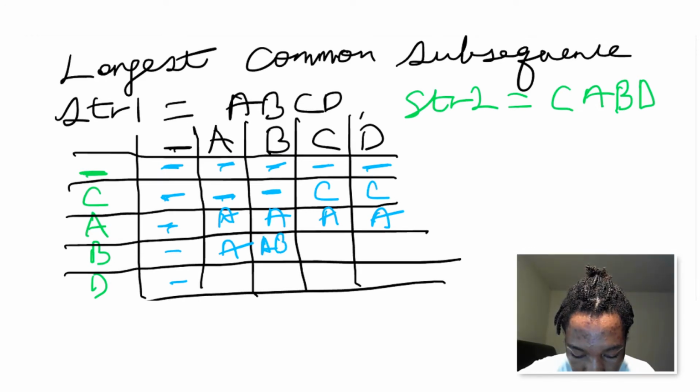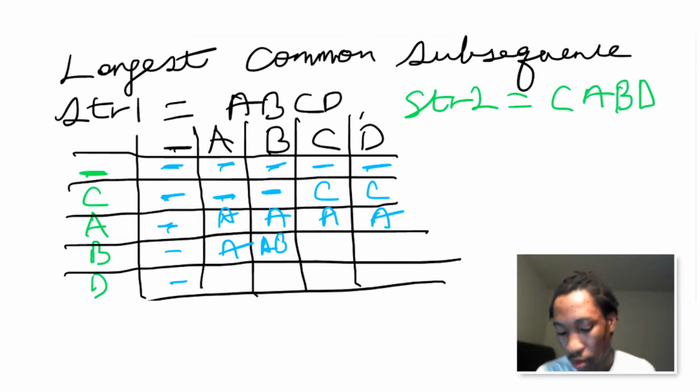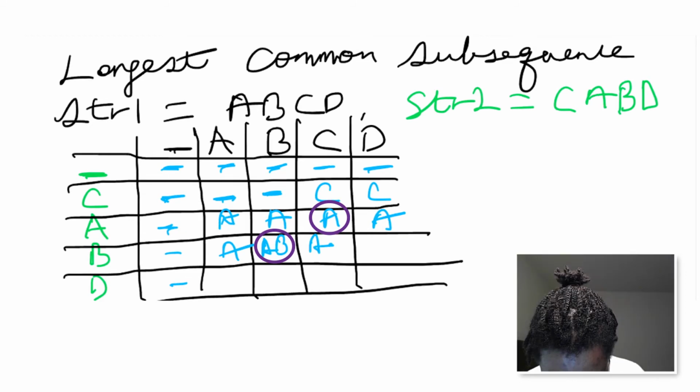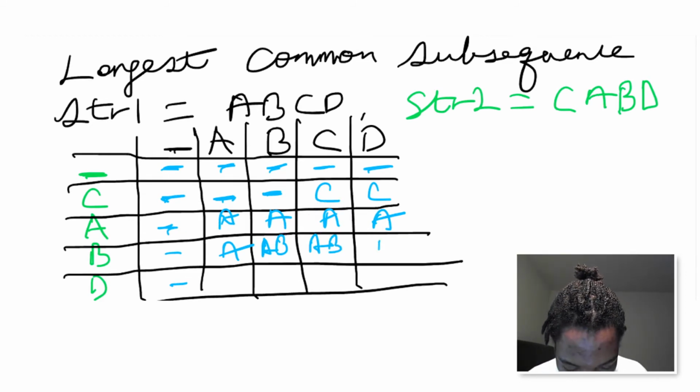And then we get to B and C. What's the longest common subsequence? Well, B and C are not equal to each other, so we'll look to the left and we'll look to the top, and then we compare. Which one's longer? It's definitely AB. AB. Same for here, AB.